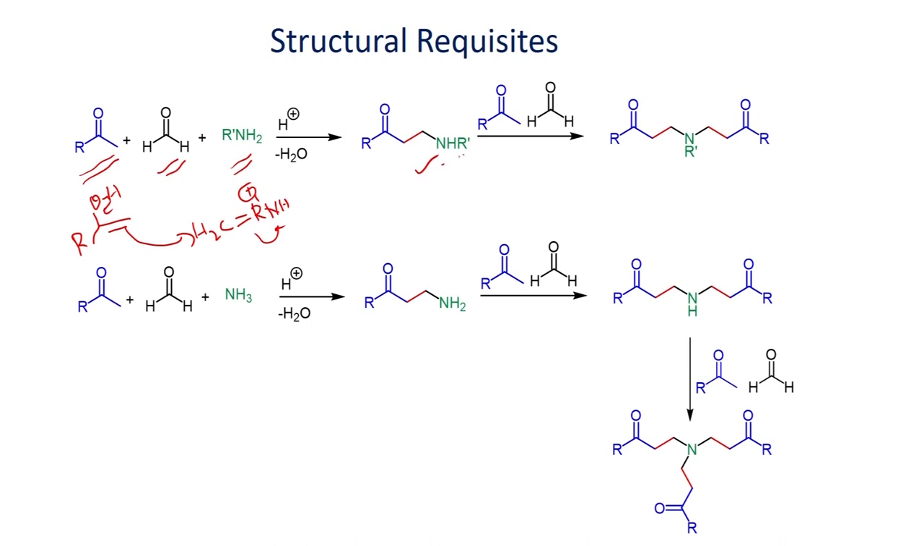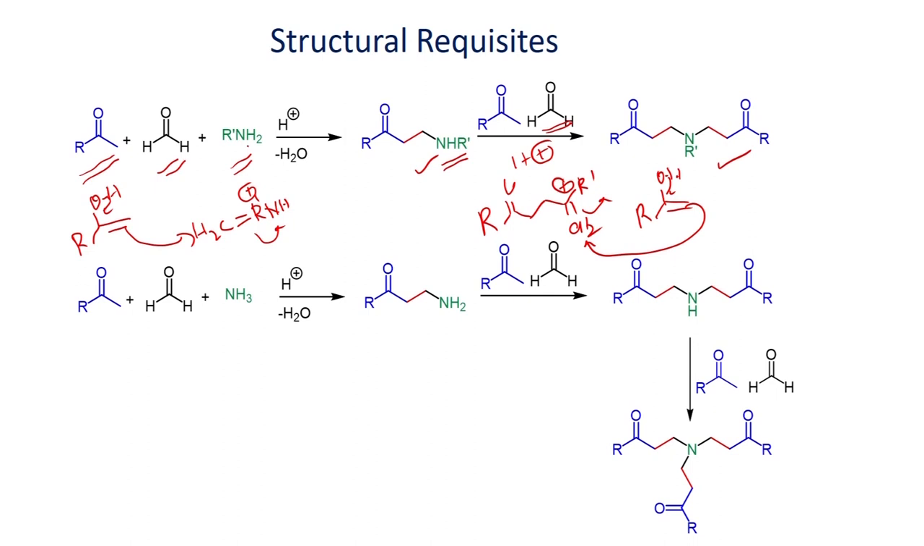So, this is a secondary amine which can further undergo reaction with another molecule of formaldehyde. You form this iminium salt, which can further react with this enol to give this addition product. It involves two Mannich reactions sequentially.